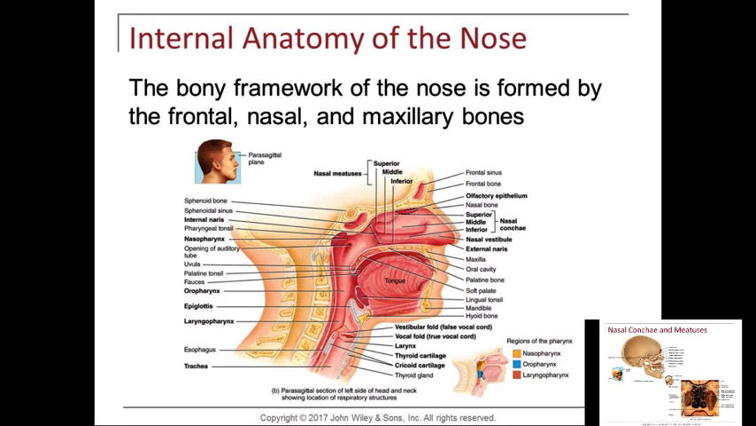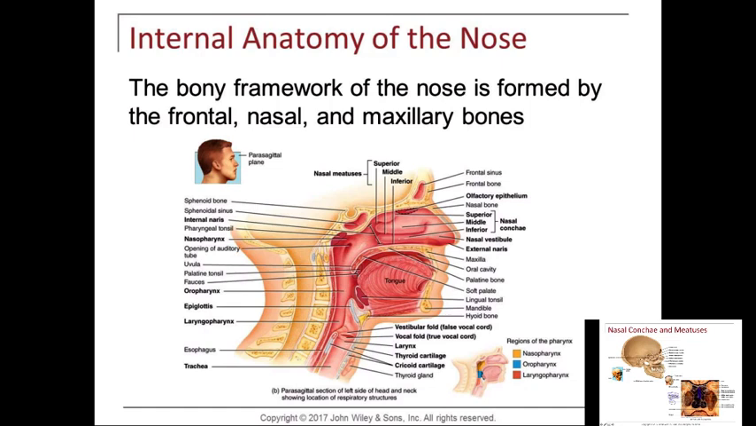Just another view up on top showing the concha and the meatus, and then down below you can see some of the sinuses as well. This structure right here, just want to point out the vomer, the nasal septum right here in the middle. That's where you hear people saying, oh, I have a deviated septum, and they have some sinus issues. There's the perpendicular plate that's there, and the vomer makes up part of it as well.